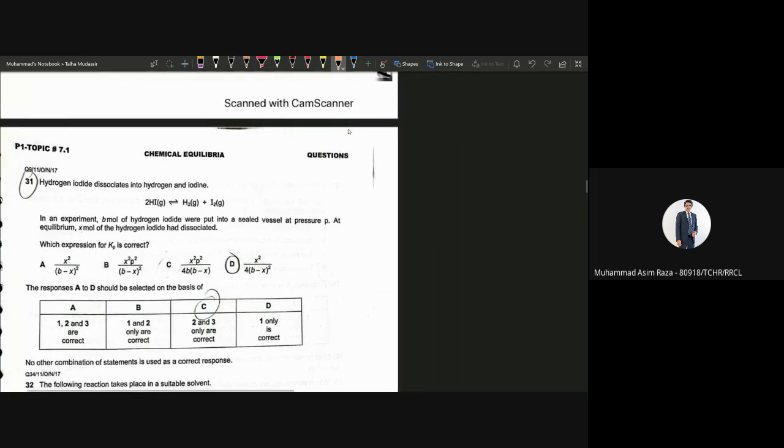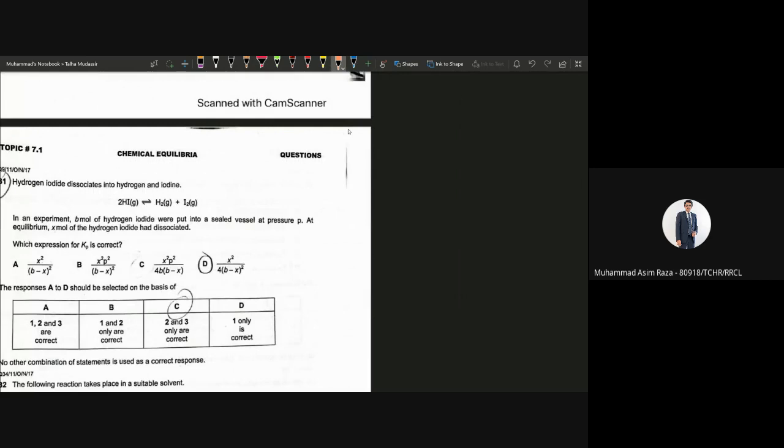Okay, then he says in an experiment, 1 mole of hydrogen iodide was put into a sealed vessel at a pressure of P. At equilibrium, X moles of hydrogen iodide had dissociated. X moles जो है ना हाइड्रोजन आयोडाइड के वो डिसोसिएट हो गए थे. Now you see here, it's a very interesting question, a lot of mathematics involved here.